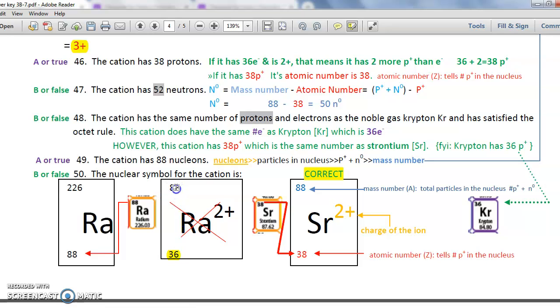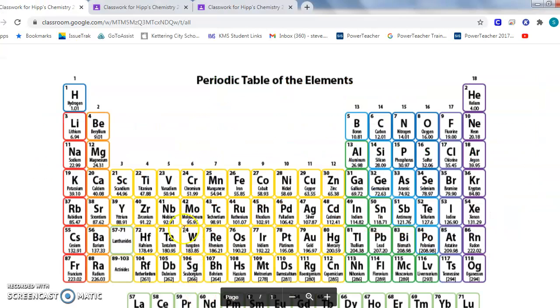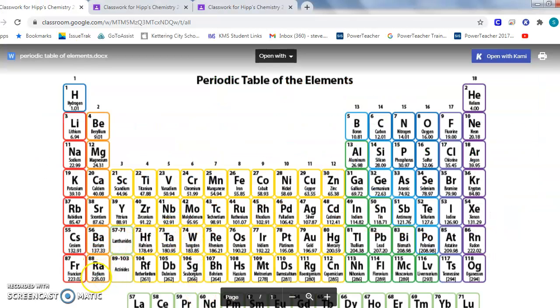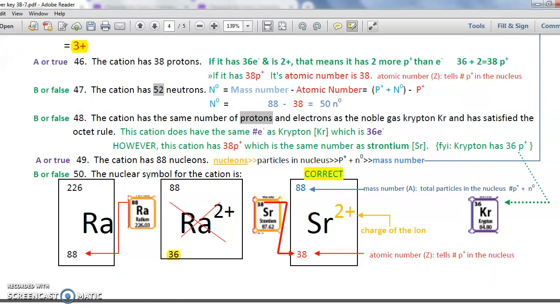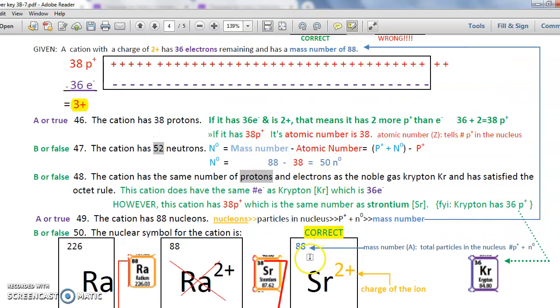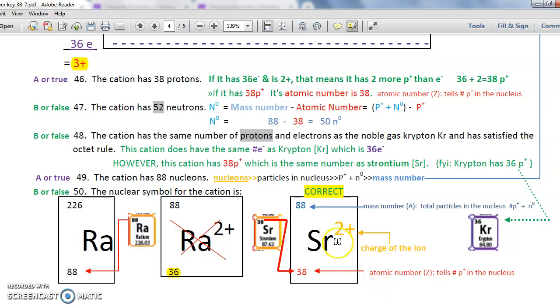What kind of numbers could we expect to see in the upper left-hand corner? If you look here, for radium, we would expect to see like 226, 227, 228 in the upper left-hand corner for its mass number. So radium's nuclear symbol should look something like 226 and 88, not 88 and 36. We already established that it has 38 protons, so that 38 should be there. If we look on the periodic table, strontium has an atomic number of 38. That is there. The mass number is 88. That should be there. They told us up here that it is 2+, so we should have a 2+ here. This one is the correct nuclear symbol.